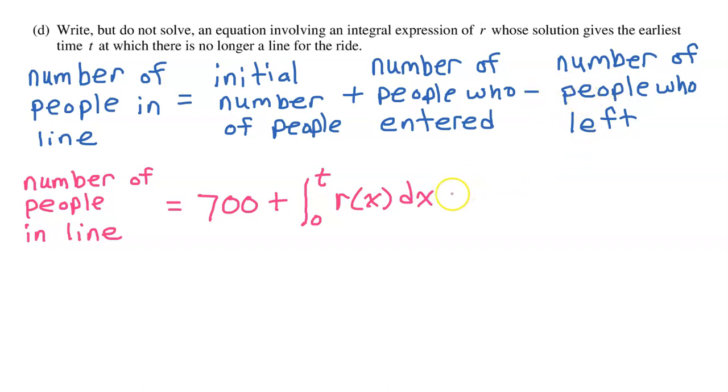Now we need to subtract the number of people who left the line. That's going to be the integral of the rate out from 0 to t. So the integral of 800. But we want an equation that gives the earliest time t when there is no longer a line. In other words, we want the number of people in line to be 0.